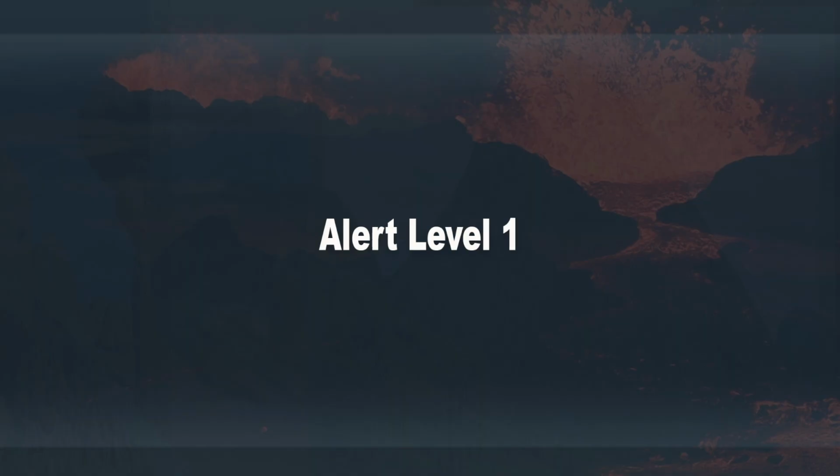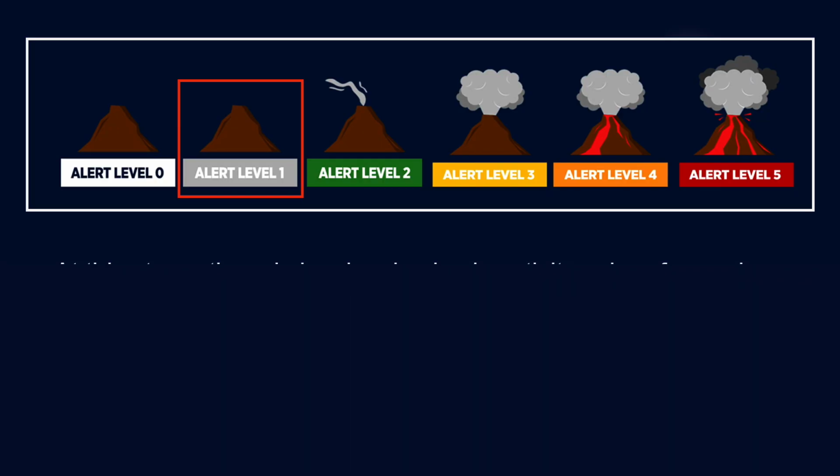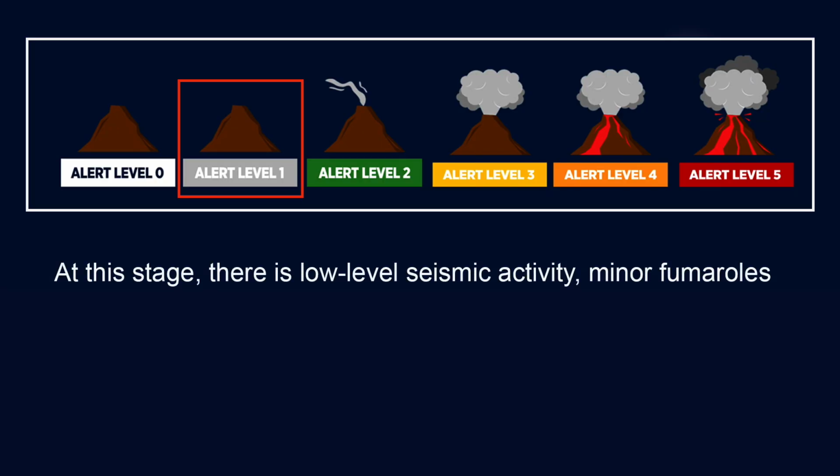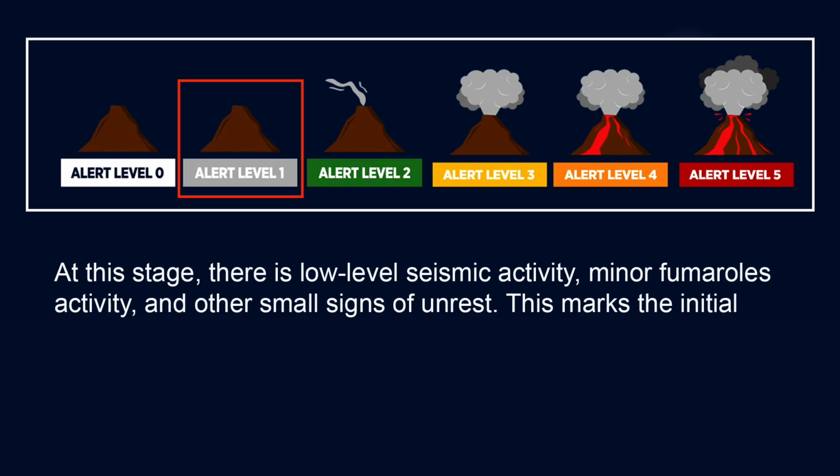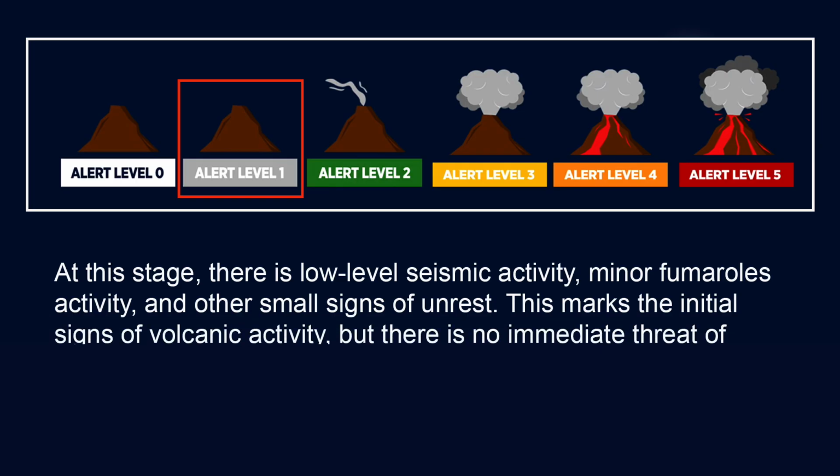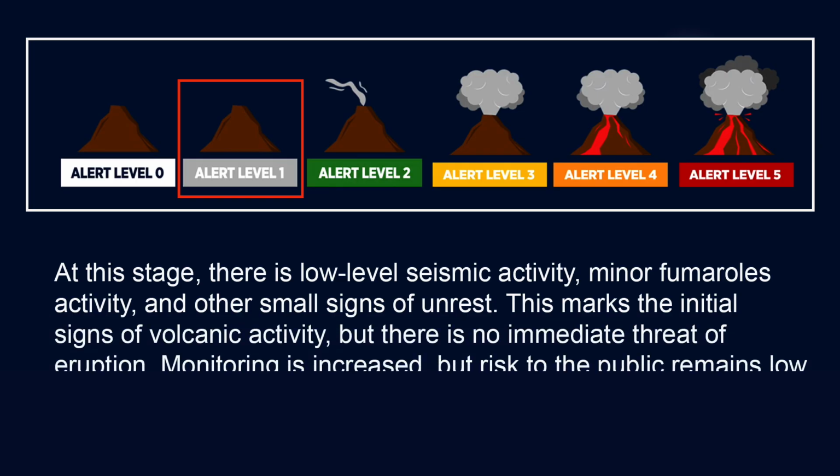Alert level 1. At this stage, there is low level seismic activity, minor fumarolic activity and other small signs of unrest. This marks the initial signs of volcanic activity, but there is no immediate threat of eruption. Monitoring is increased, but risk to the public remains low.